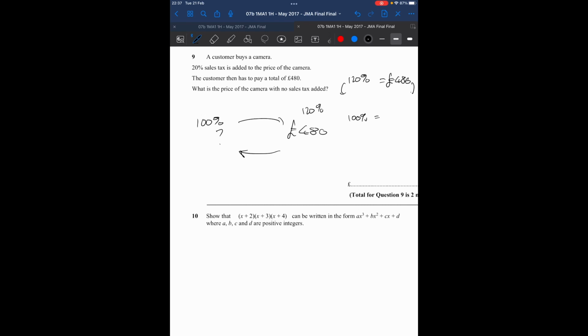A good way to do this is to find an in-between number. So 20% is a nice in-between number. How do you get from 120 to 20? You divide by 6. So over here, we would have to divide by 6 as well. 48 divided by 6 is, in fact, 8, isn't it? So that must be £80. How do you go from 20% to 100? You times by 5. So that suggests then that the original is £400. That's one way that you could do it without a calculator. If you did have a calculator, I would just type in 480 divided by 1.2 is the way to do that.